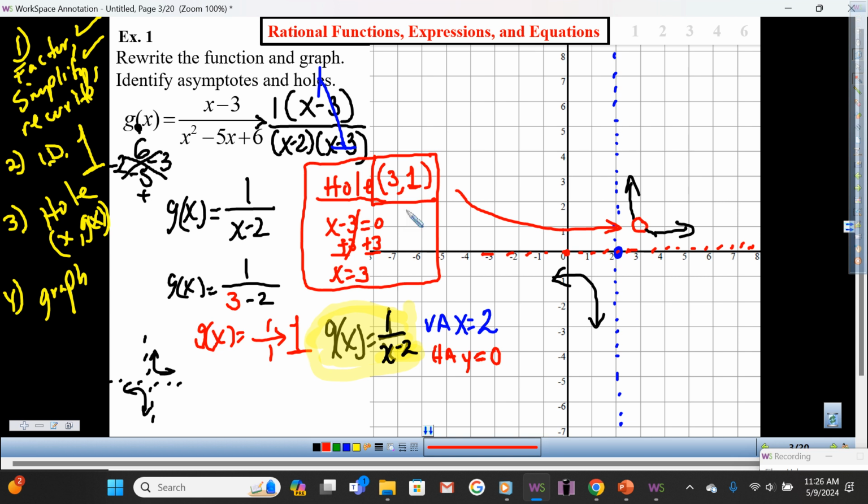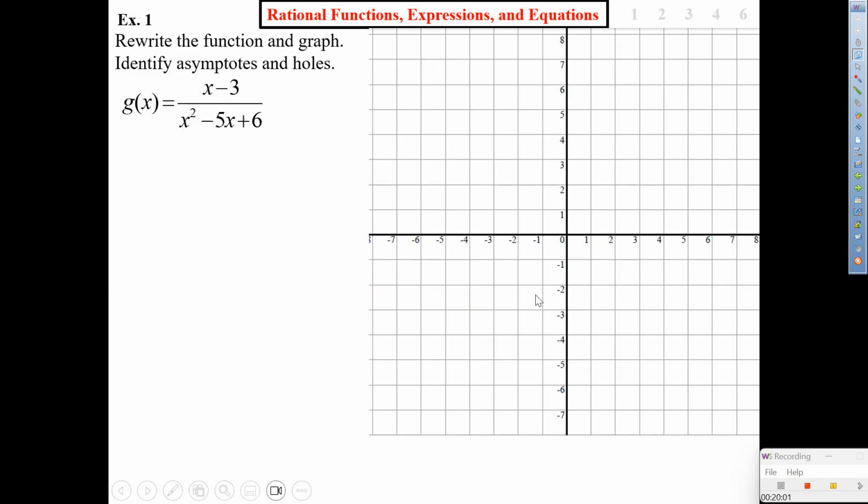All right? I did one with you guys. I'm going to give you another one for you to practice by yourself. Here it is. Example 1Q. G of x equals x plus 2 over x squared plus 3x plus 2. Let's see how you do with that one by yourself. Jacob's almost done. Very good. All right. David's almost done. All right, David, let's go.